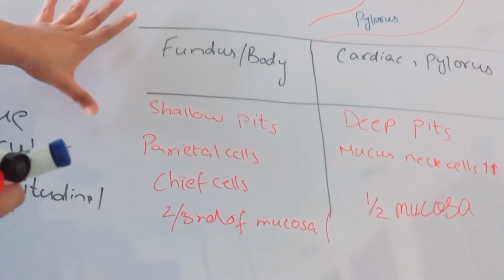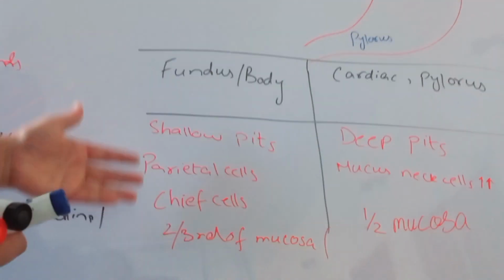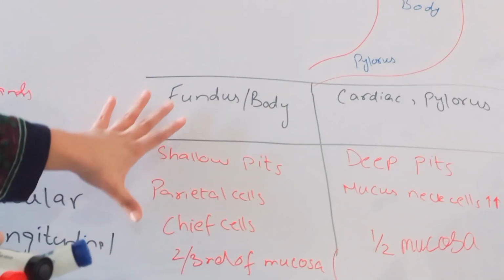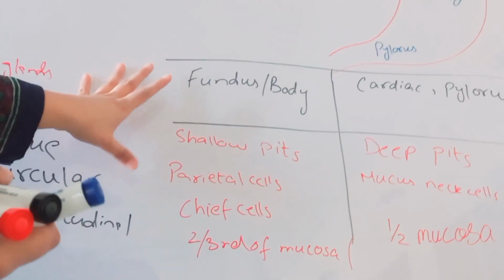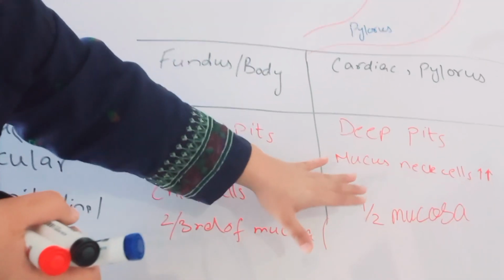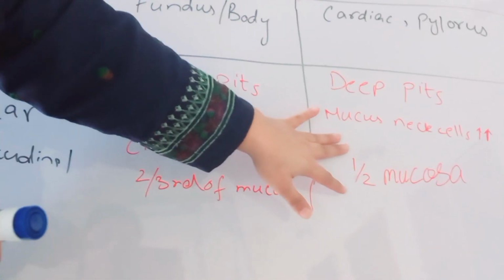And when you draw a histological diagram, almost 2/3 of the mucosa will be filled with these gastric glands, and you will draw a lot of gastric glands. And in the cardiac and the pylorus, you will have a half-half ratio of the mucosa.